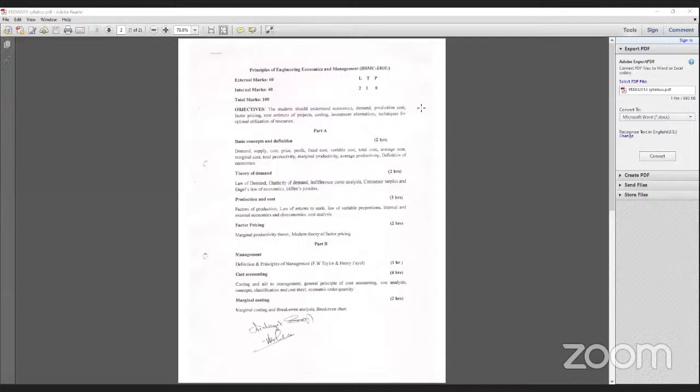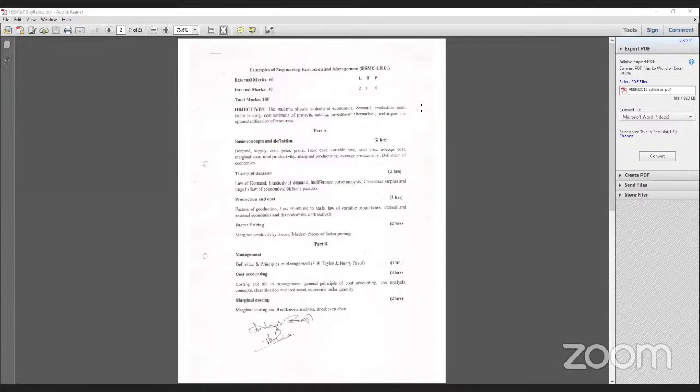Otherwise, if you are not able to control the cost, then nobody will like it, or no promotion will be there, because targets are given to you that with this amount you have to achieve this target, or within this time you have to achieve this target.